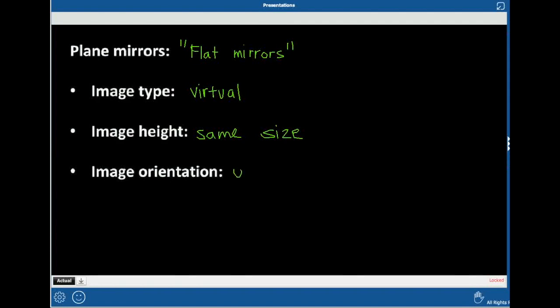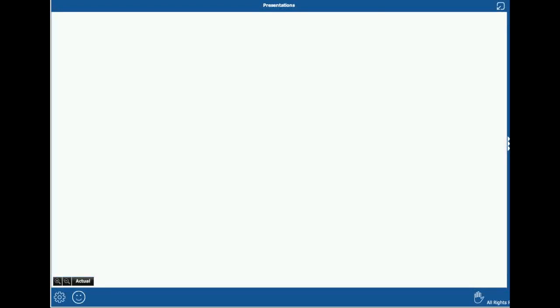And the orientation is upright. Wouldn't that be weird if when you looked in the bathroom mirror, it showed you upside down? Wouldn't that be hard to brush your hair or put on makeup or whatever? So that's a flat mirror. Okay, this is the kind you have in your bathroom. Okay, so let's go to the next one.